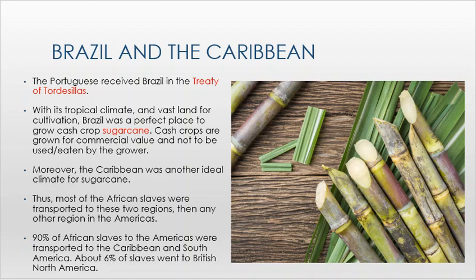Because of the climate in Brazil, it was a nice place to grow sugar cane. Thus, more African slaves were transported to the Caribbean and Brazil than any other region in the Americas. 90% of African slaves to the Americas were transported to the Caribbean or South America. About 6% of slaves went to British North America. Just to give you an understanding.